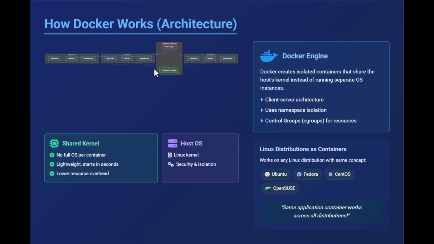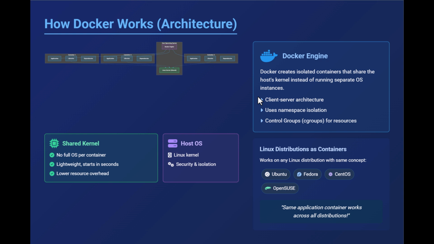On the right, you can see the key features of the Docker engine. It uses a client server model where you send a command and the engine executes it. It uses namespace isolation to make sure containers don't interfere with each other, and it uses control groups, or cgroups, to manage system resources like CPU and memory for each container.